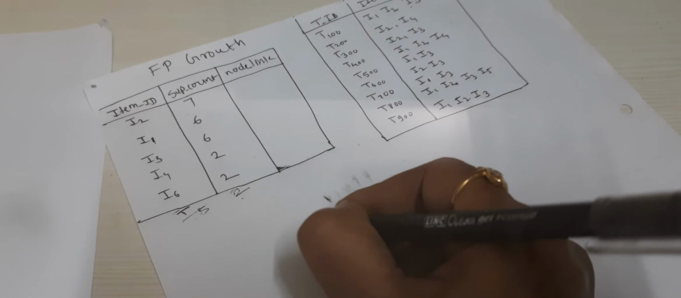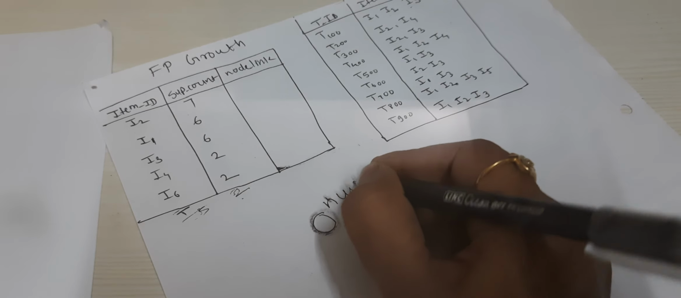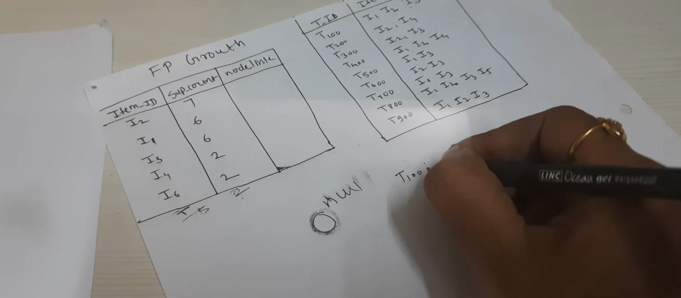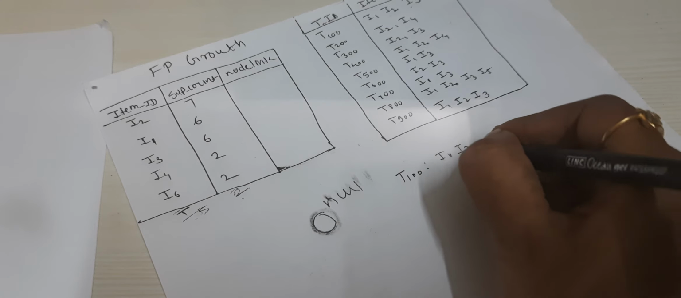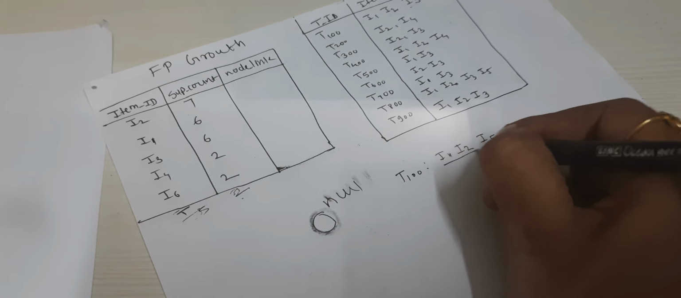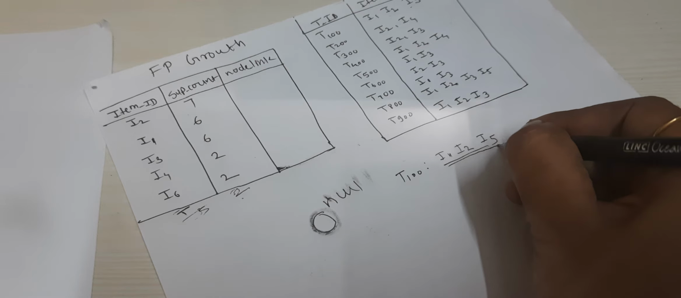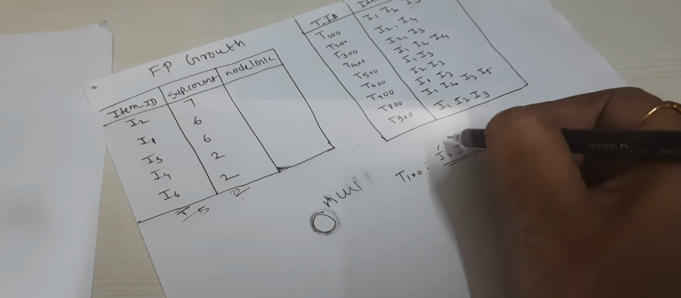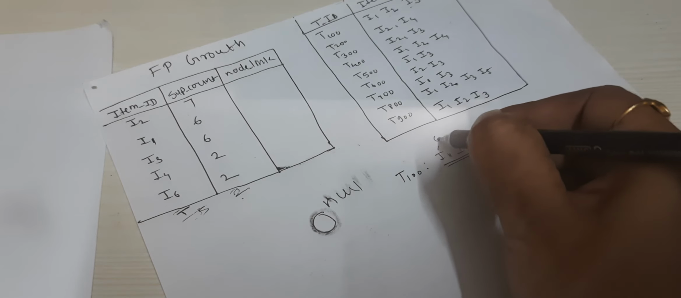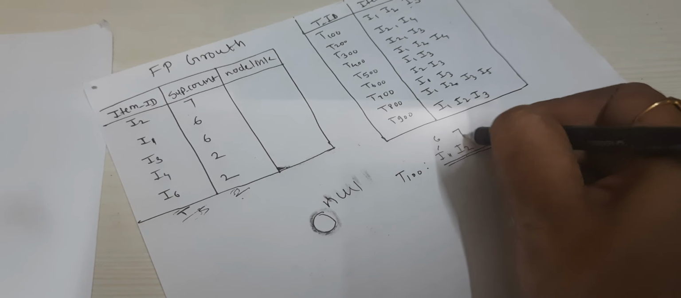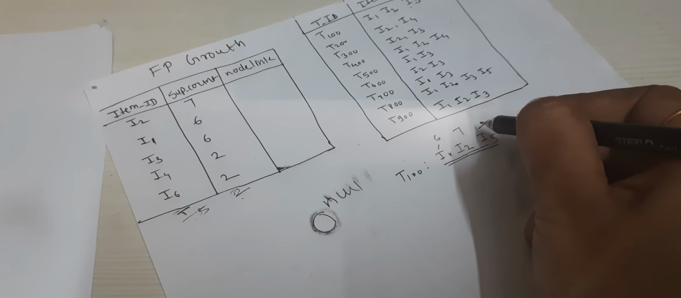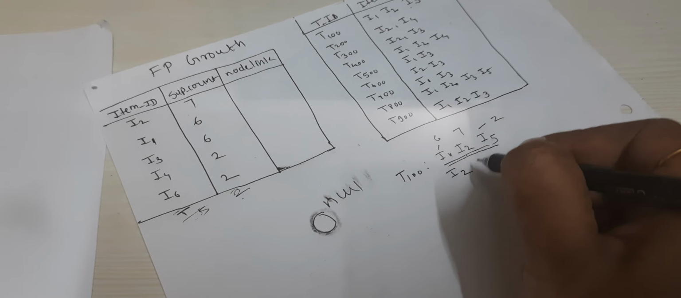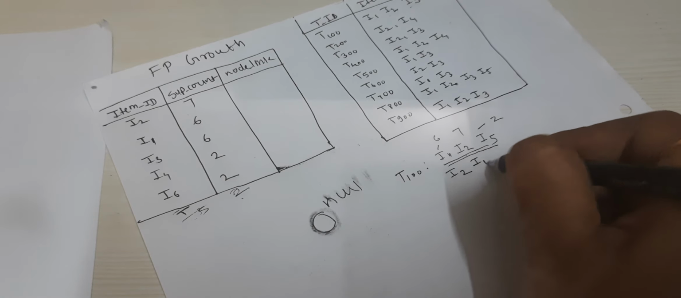Now see, first is what? Null. Your root is null. What is your first transaction? The first transaction, T100, is I1, I2, I5. Now arrange these items as per the support count in descending order. So what is the support count for I1? It is 6. The support count for I2 is 7 and the support count for I5 is 2. So you have to arrange this in descending order. So first I2 comes, then I1 comes, then I5 comes.